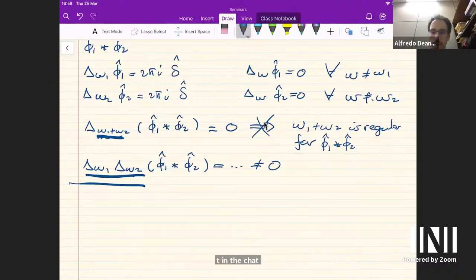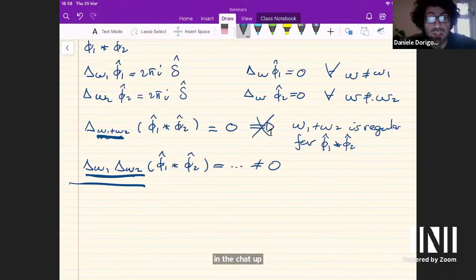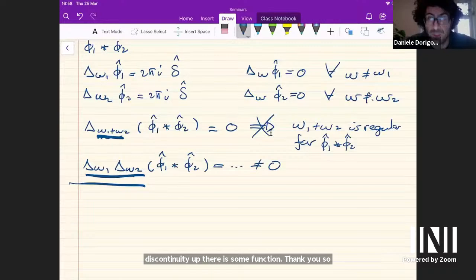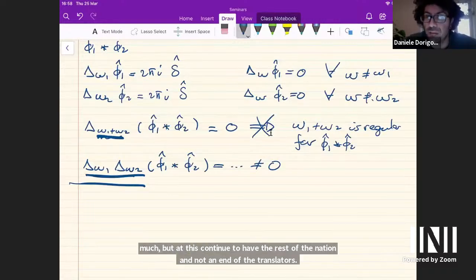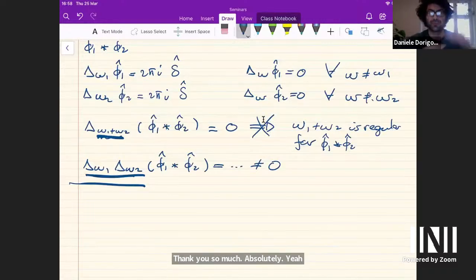There's a comment from Ovidio Costa. Thank you. Yes, short comment, but maybe it was clear. This is not a discontinuity of the resummed function, but a discontinuity of the resummation and not of the trans-series. Thank you so much. Absolutely. Yes.